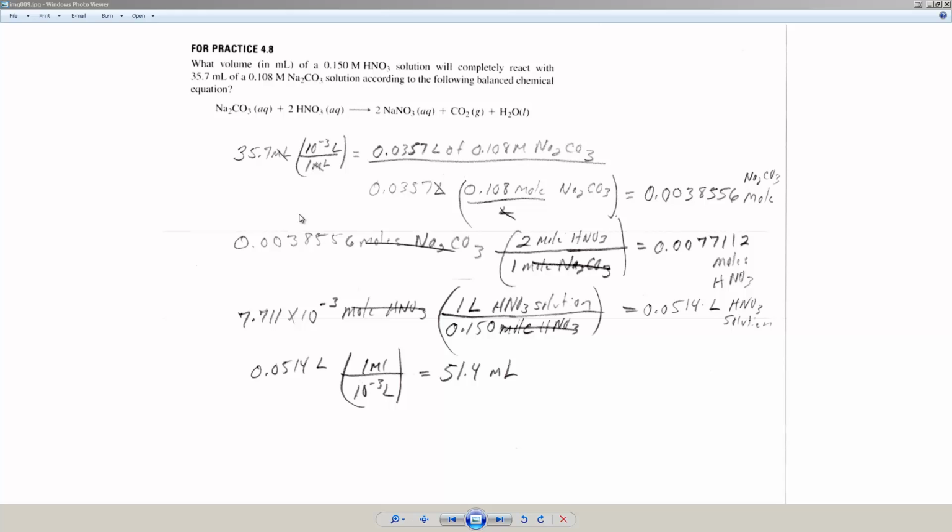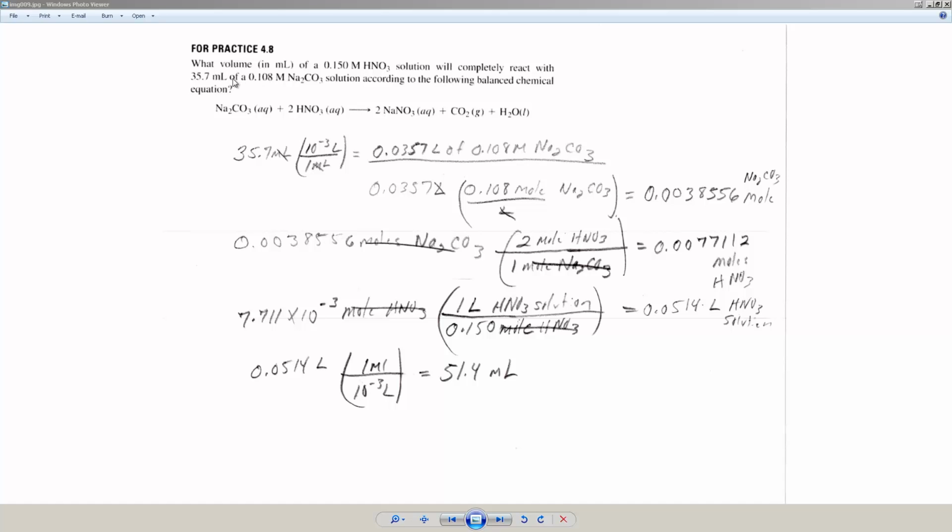Okay, so now for the solution. Hopefully you have worked on this and successfully come up with 51.4 milliliters. So what is our starting point? Well, we want to get to moles in the middle. And the way we can do that is we can take the volume of this solution times its molarity.